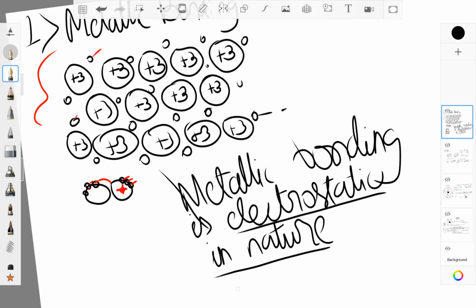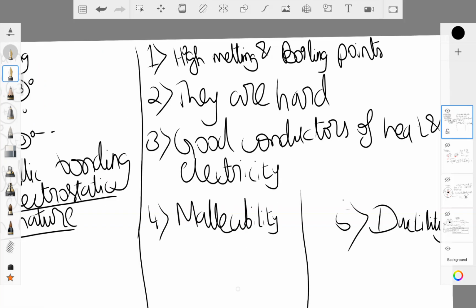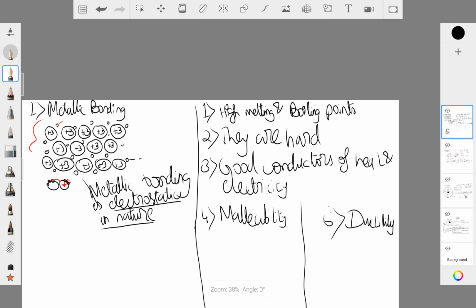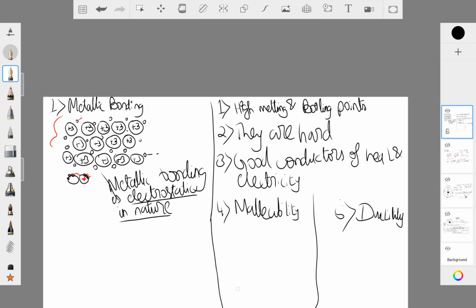And this makes it really strong, which can be used to explain some of the general properties of metals, and we'll look at that later on. Right, so as you can see here, I've made a list of the general properties of metals, and all of these properties can be explained based on what you know from metallic bonding. So let's start with number 1, high melting and boiling points. The reason that metals have high melting and boiling points is because of the electrostatic nature of metallic bonding. The bonds are very strong, meaning that you need a lot of energy to overcome these bonds for melting and boiling to occur, and thus they have high melting and boiling points.